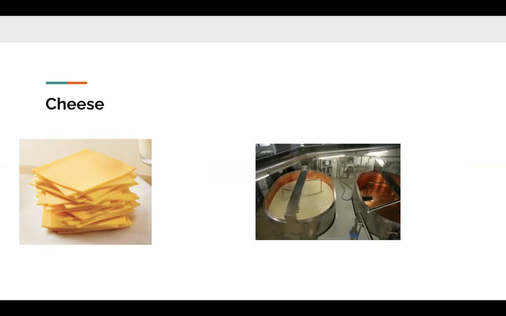Once coagulation is done, the curds are fermented using bacteria or mold. This is an important step because it gives the cheese its flavor and texture.